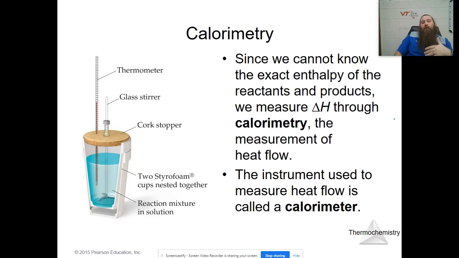Now, calorimetry is something we talked about in year one chemistry that operates on this basic premise.